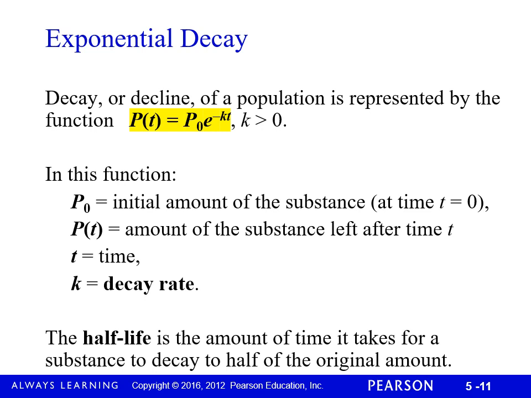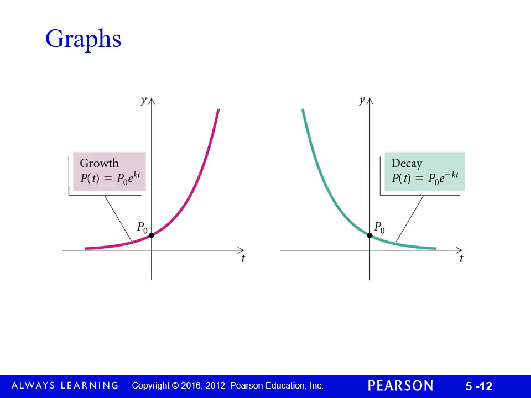Again, our P sub 0 is our initial population. Our P sub t is the amount of whatever is left at time t. T is our time, and k is the decay rate. The half-life is the amount of time it takes for the substance to decay to half of the original amount. This is how they do carbon dating of fossils. Carbon decays at a specific rate, so if they figure out how much is left, a percentage, then they can figure out how old something is.